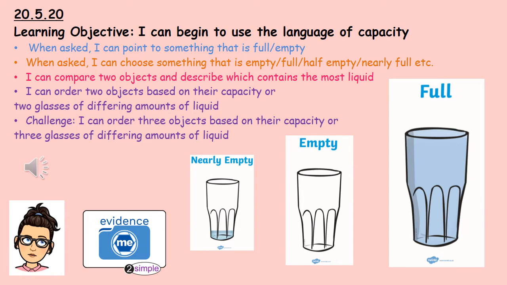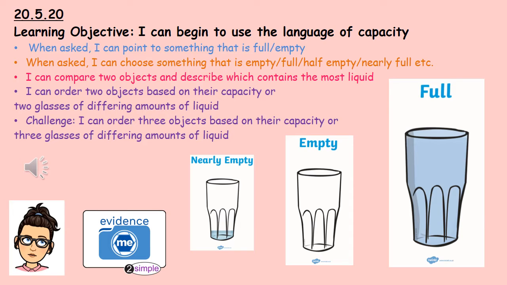Let's take a look at the main learning objectives for today then. So we are thinking about the language of capacity. So remember, this is how much liquid we have in a container. So let's start at the beginning. When asked, I can point to something that is full or empty. So we're going to start by thinking about the difference between full and empty.